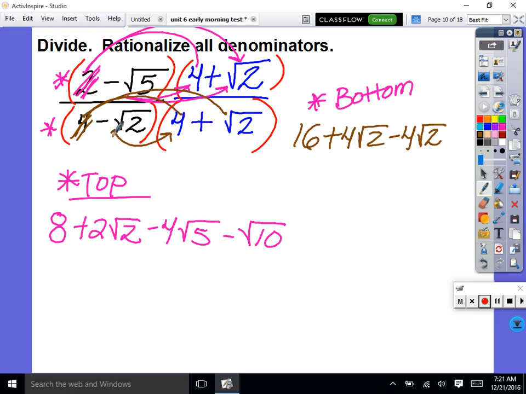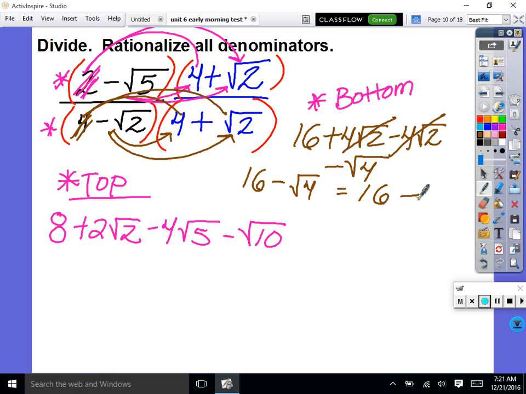And then, this is where people mess up, negative square root of 2 times positive square root of 2 is negative square root of 4. So let's simplify the radicals if possible. Nope, nope, and don't those cancel out. So we have 16 minus the square root of 4, right? Which is 16 minus 2, which is 14. So we have the top divided by the bottom, which is 14.